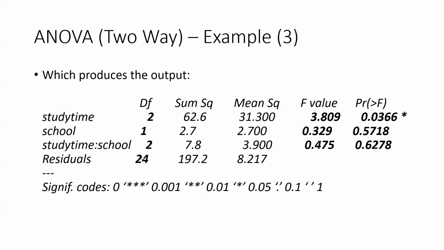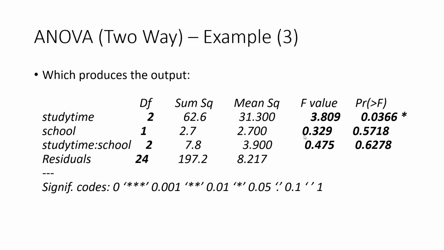And these are the hypotheses here. This is study time, which as you can see is less than 0.05. This is school, which as you can see here is greater than 0.05. And this is the interaction hypothesis, which we'll talk about again in far greater detail later on, greater than 0.05.